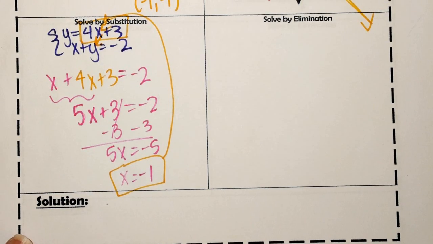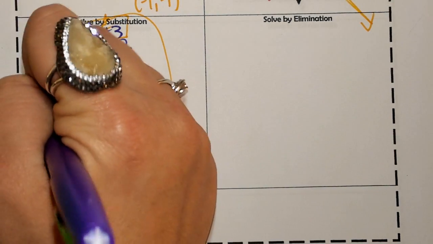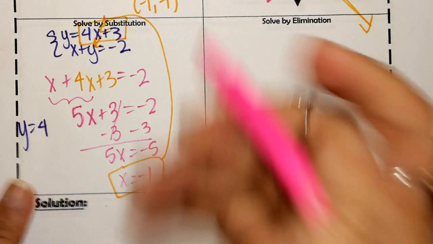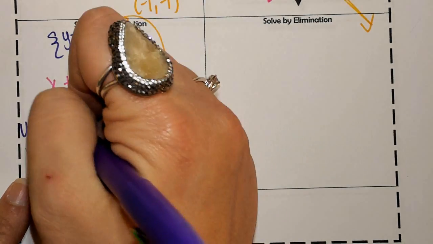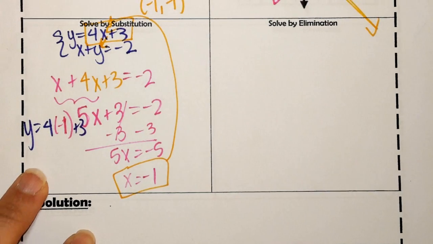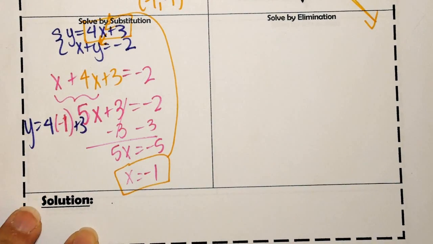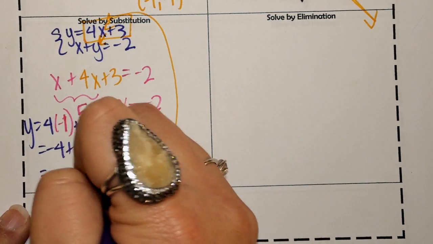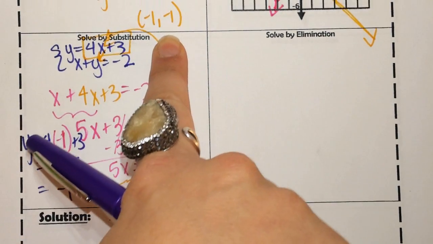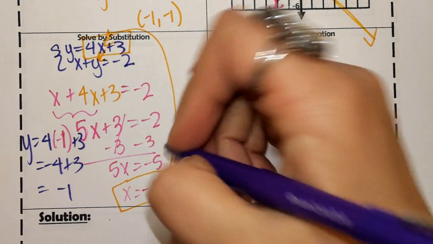Alright, so now we have y equals 4 times negative 1 plus 3. And then what's 4 times negative 1? And what's negative 4 plus 3? Is that what we found our solution to be in the beginning? Yeah. Boom, we did it right.